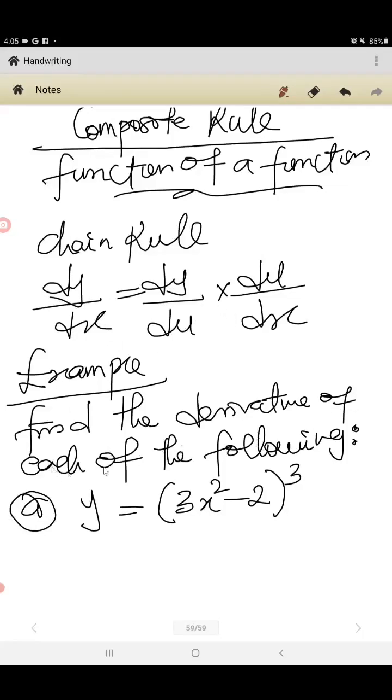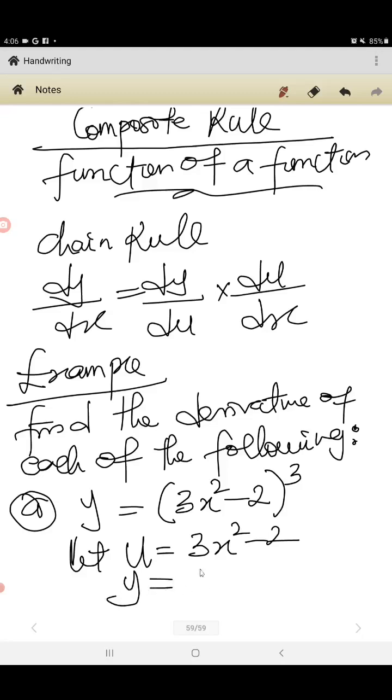Now, find the derivatives of each of the following. This is part a. Why do we call it a function inside a function? This is a question now. y is (3x squared minus 2) all raised to power 3. You say let u equal to 3x squared minus 2. Now, y will not be the same any longer, because you have represented the value here by u. So y will now be u raised to power 3. If you're able to see, this is function 1, this is function 2. That is why we call it a function of a function. That is just the reason.